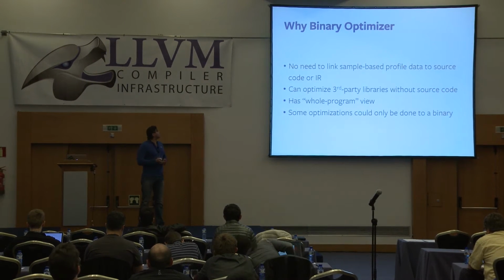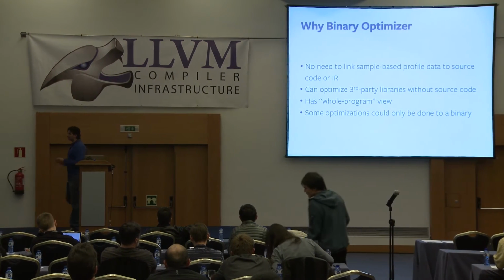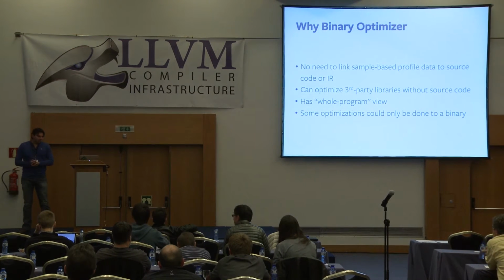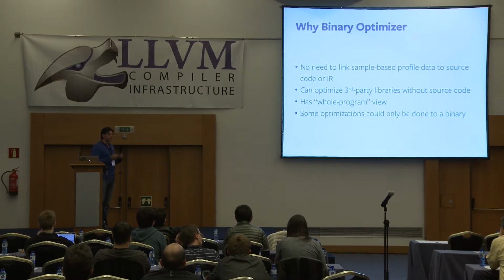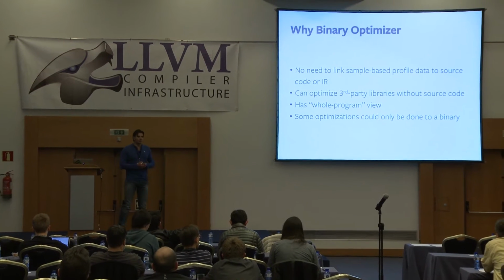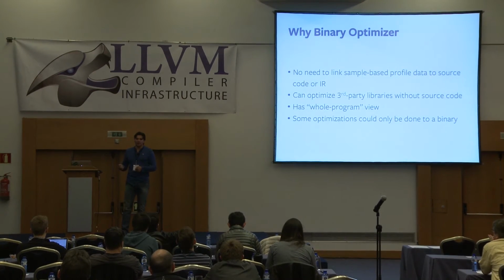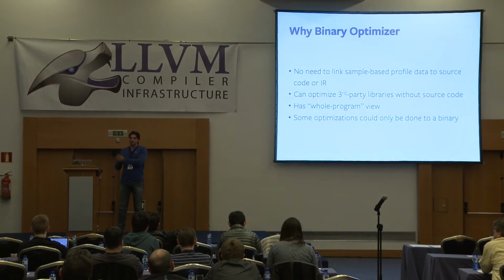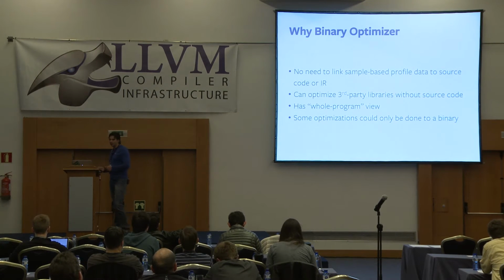So why do we need a binary optimizer? In short, we want to extract every single bit of performance out of the binary. After the compiler has run and the linker has run, we want every single bit. And we use a feedback profile that was generated in production. The feedback profile actually tells you a lot about the binary itself. And it's much easier to use this profile to optimize the binary than to link the information that you gained on x86 instructions to source code or to a higher-level IR.